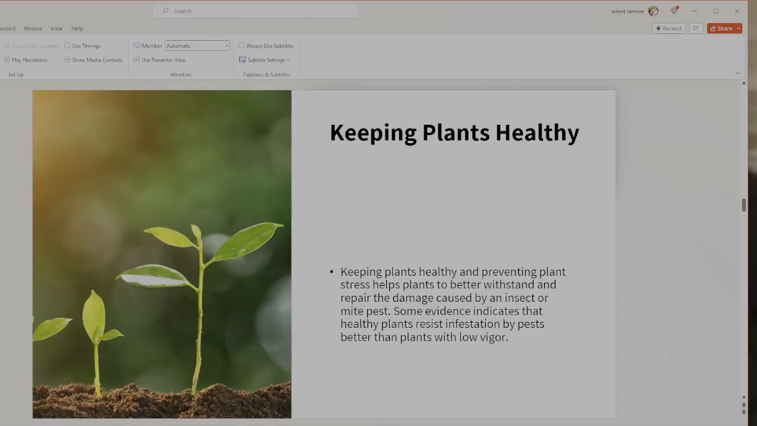Keeping plants healthy and preventing plant stress helps plants to better withstand and repair the damage caused by an insect or mite pests. Some evidence indicates that healthy plants resist infestation by pests better than plants with low vigor. Have you ever looked at a sick plant before? I have, many sick plants, and you know what sick plants do? They promote the worst bugs, the worst diseases. Yep, I agree with that slide right there.